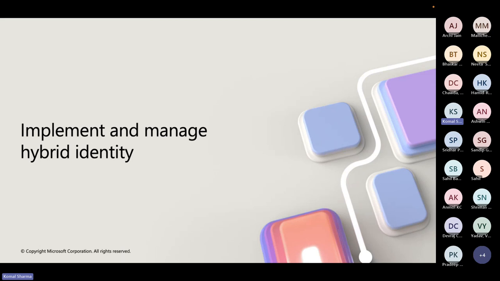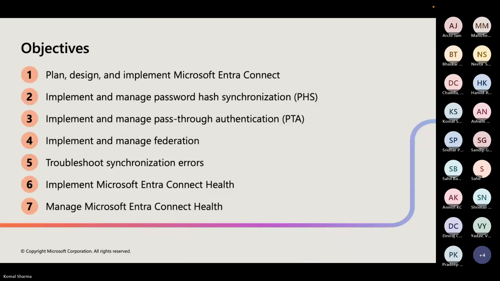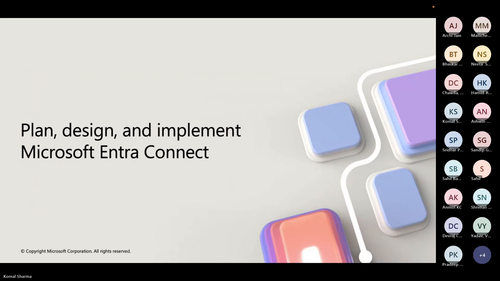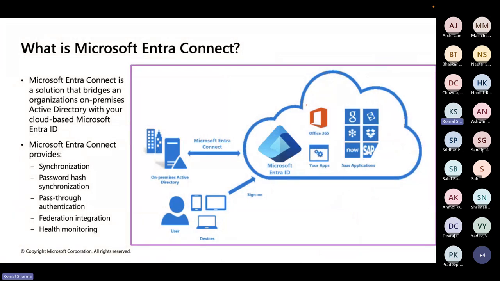Now we are heading towards the next part where we are going to understand the hybrid identity concept. So in this topic, we are going to discuss how we can plan, design and implement Entra Connect. We are going to implement and manage password hash synchronization, implement and manage pass-through authentication. We are going to work with federation identity, troubleshoot synchronization errors, implement Entra Connect Health, and then manage Entra Connect Health. So let's first understand what is Entra Connect.